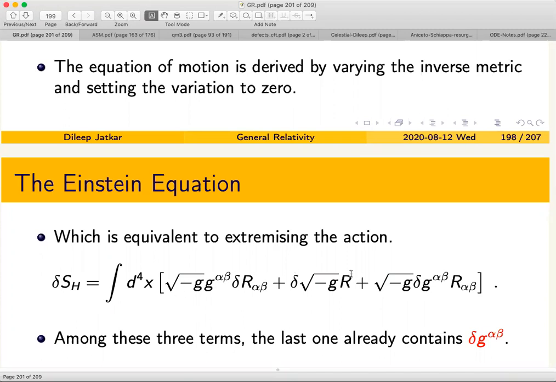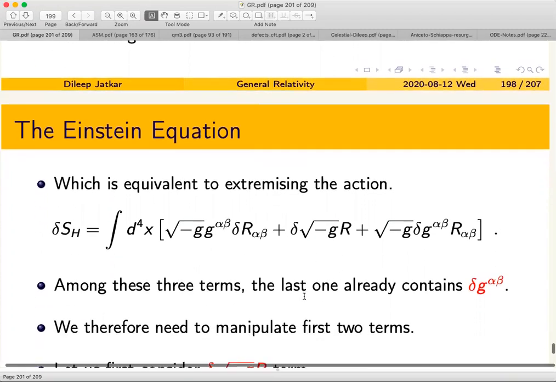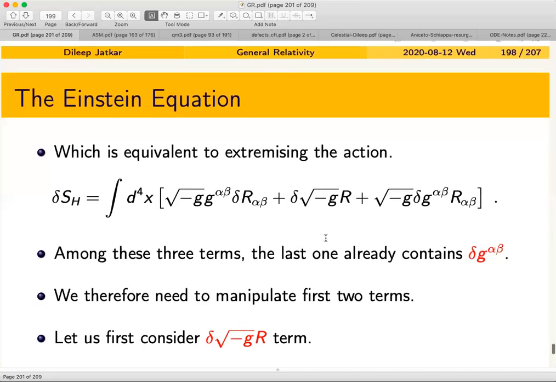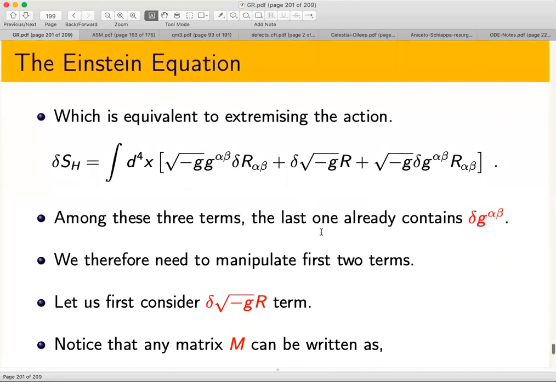We need to ask what we are going to do with these two pieces. So let's first look at the second term. We need to manipulate both of them, but we'll look at the second term first.